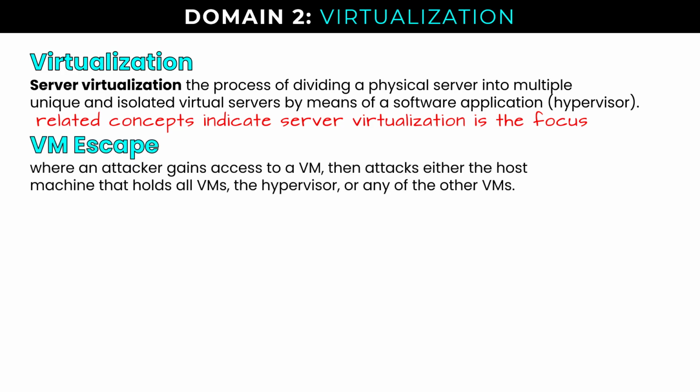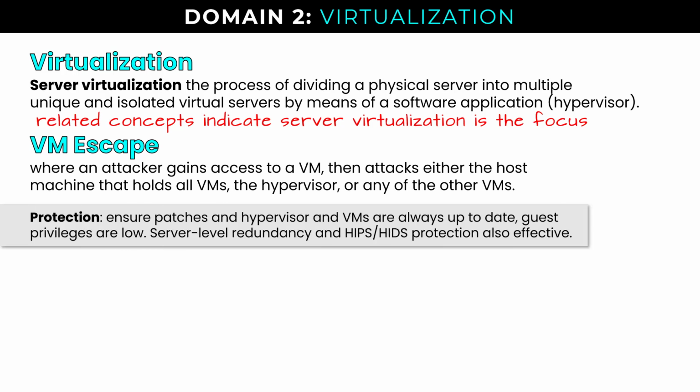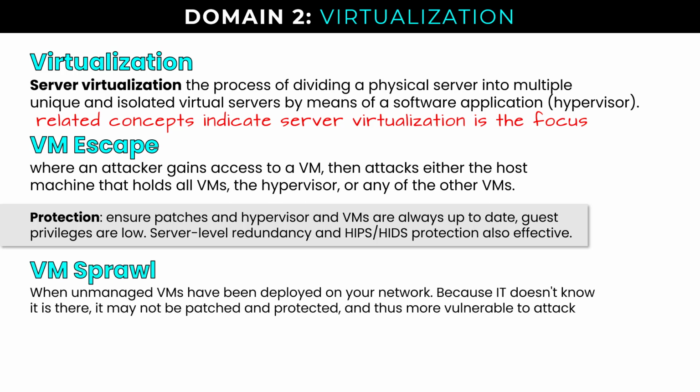So VM escape is where an attacker gains access to a VM and then attacks either the host machine that holds all the VMs, the hypervisor, or perhaps the other VMs. So protection in this case would be to ensure that patches on the hypervisor and VMs are always up to date and that guest privileges are low. So server level redundancy and host-based intrusion detection and prevention are also going to be effective security mechanisms in this respect.